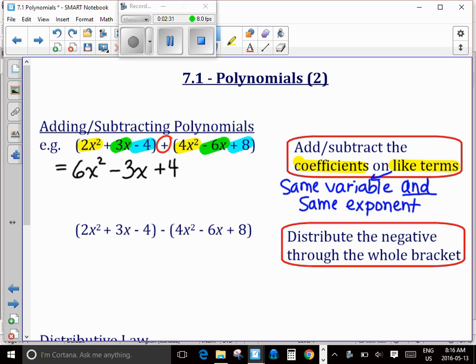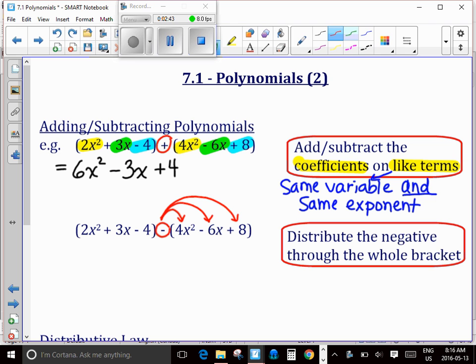In the second example, a little bit trickier when we start with a subtracting sign in between the two brackets. We have to take that and subtract all of the terms in the second bracket, not just the first term. So that means that the first bracket stays the same. But I'm going to subtract the 4x squared.